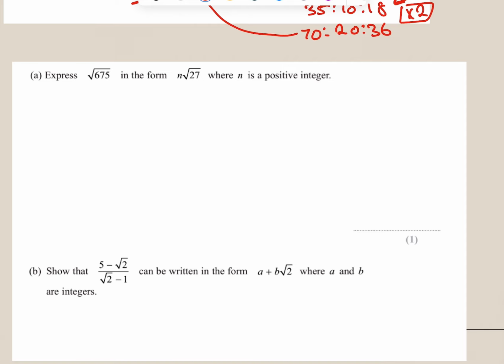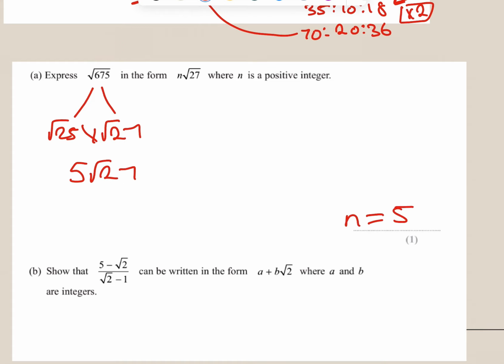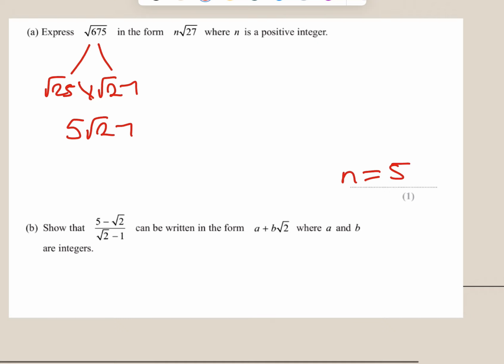Right, and now we're going to have a look at a third question. So this question wants me to simplify the third, so n is a positive integer, okay? And it gives you a bit of a clue because it's telling you that 27 goes into this. It's only worth 1 mark. So I would say, okay, how many times does 27 go into 675? Well, it's 25 times. What does that mean? Square root of 25 is 5. So that means n has to be 5. Yeah, so that's that one.